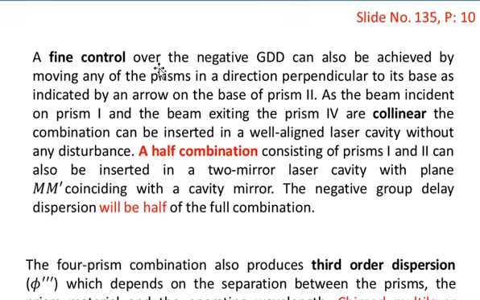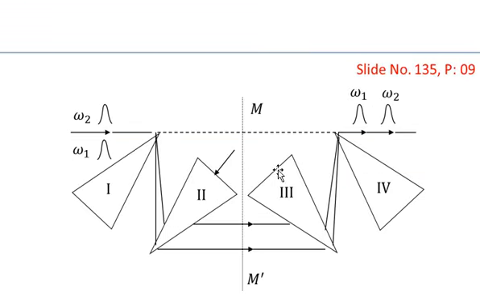Now, a fine control over the negative group delay dispersion can also be achieved by moving any of the prisms in a direction perpendicular to its base, as indicated by an arrow on prism number 2. So let me show you. You can see that I have marked this arrow on the base of prism 2. If you move this prism in the direction of this arrow or opposite to it, the negative group delay dispersion can be very precisely controlled.